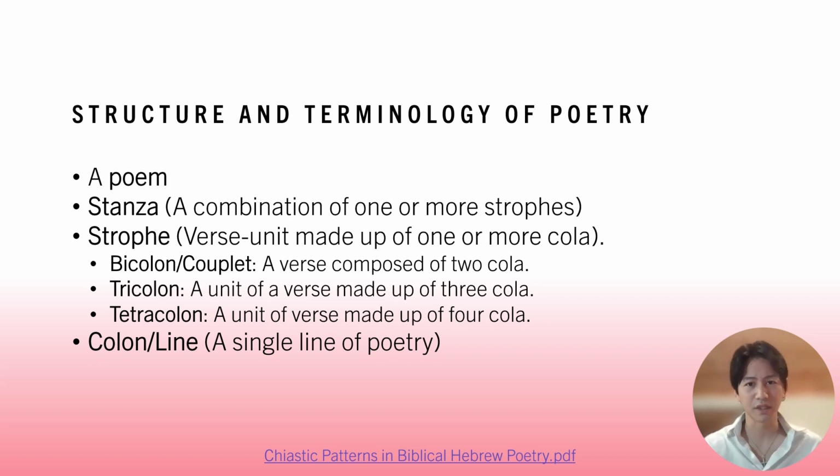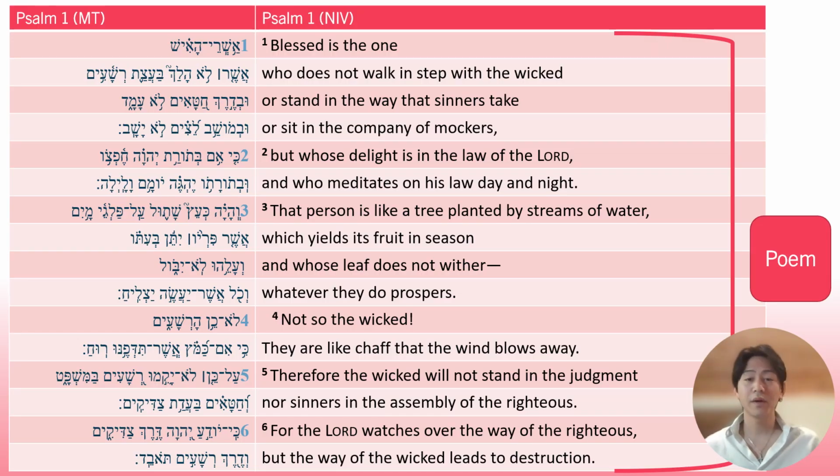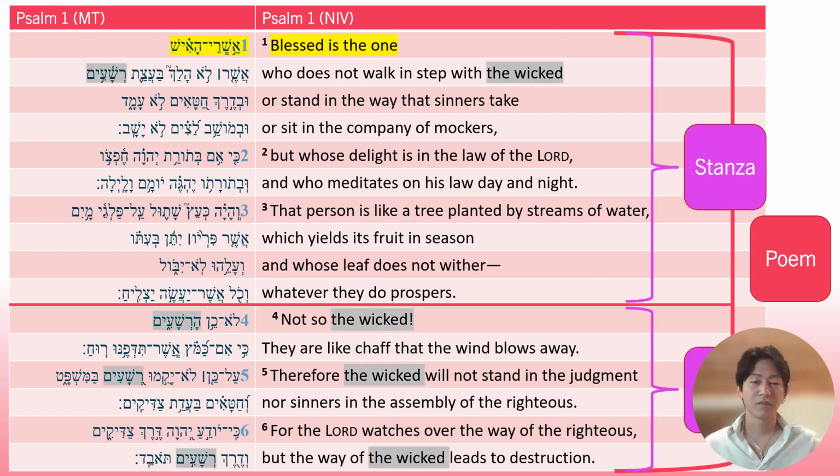So let me illustrate this for you. Here you have Psalm 1. Psalm 1 is a song on its own, or a poem on its own. So you would call this entire chapter a poem. However, at a closer look and analysis of Psalm 1, you can find out that this single poem divides into two stanzas.